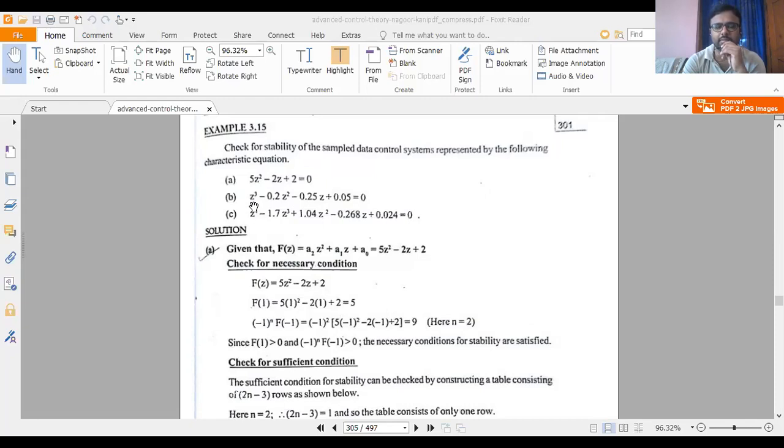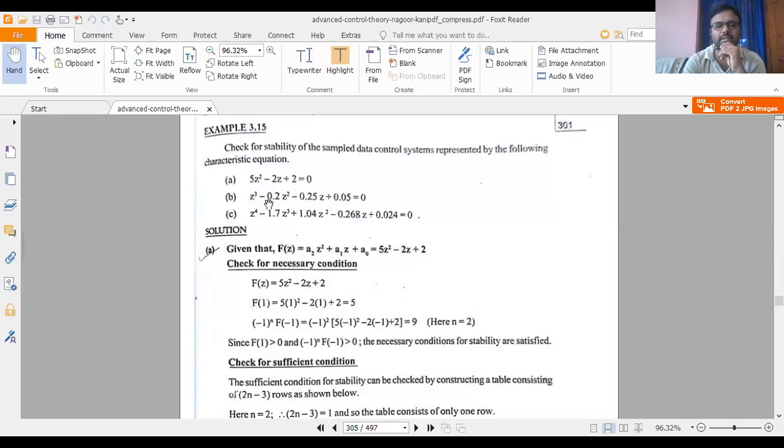And the second problem is the characteristic equation z cube minus 0.2 z square minus 0.25z plus 0.05 is equal to 0. Okay. This problem was asked for 14 marks in our previous university question papers. So we'll try to concentrate on this one.